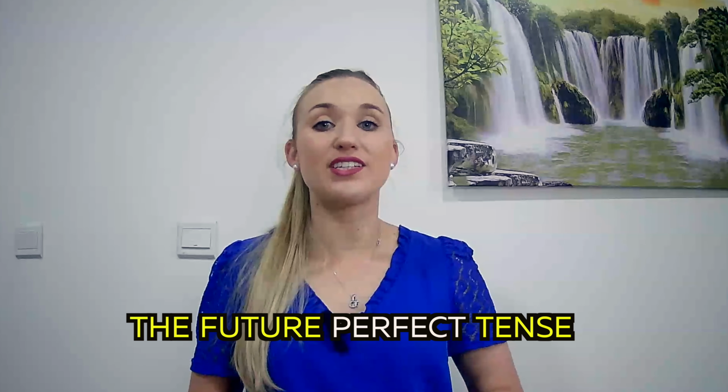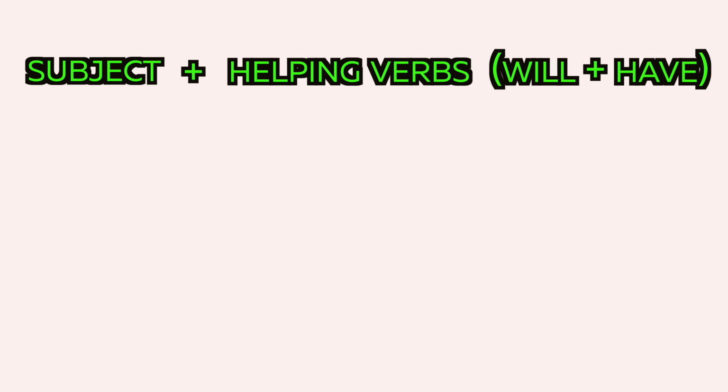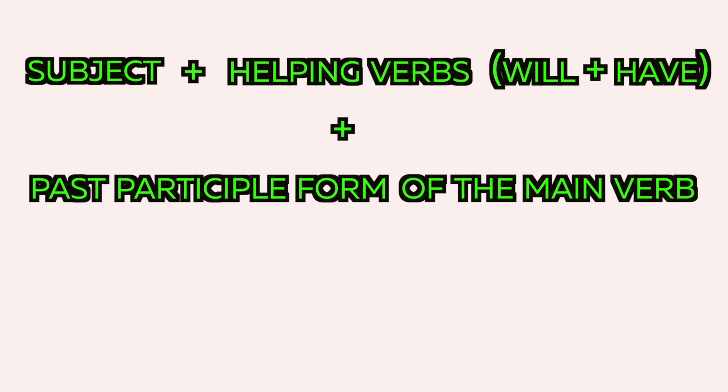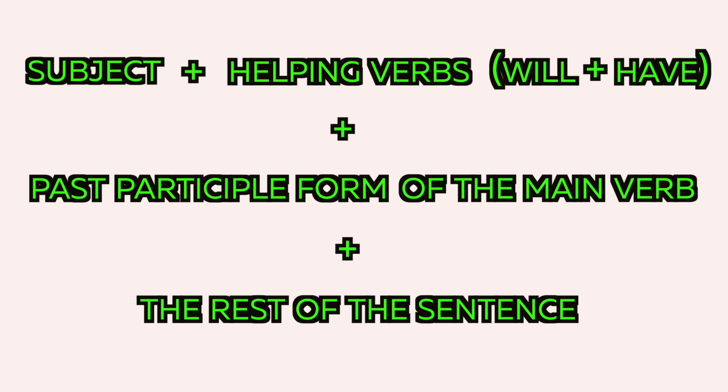The future perfect tense is a tense form that can be used to represent an action or event that will be over within a particular time in the future. The action referred to in the future perfect tense has an end time or date. The formula for the future perfect tense is subject plus the helping verbs will and have, plus the past participle form of the main verb, plus the rest of the sentence.